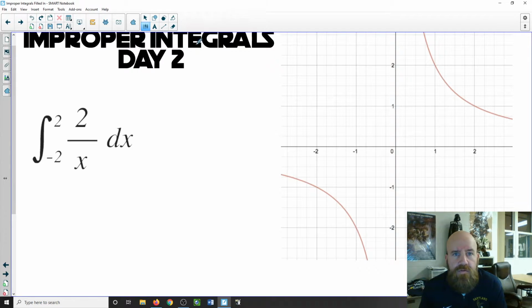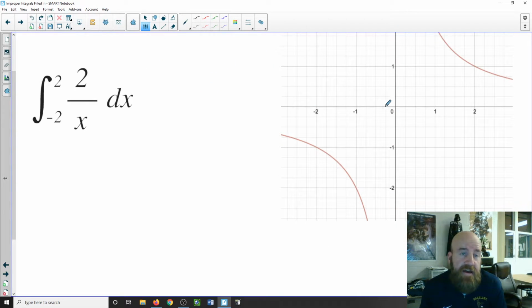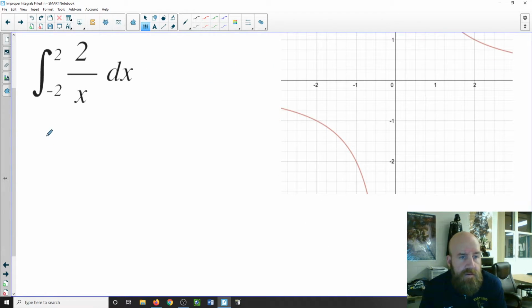We have to split up the integral into two integrals at the discontinuity. So we have from -2 to 0, because that's where our asymptote is, of the function, plus the other one, so from 0 to 2.